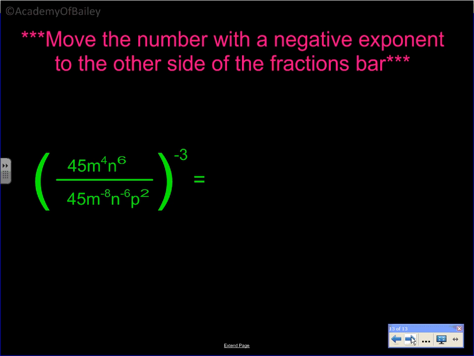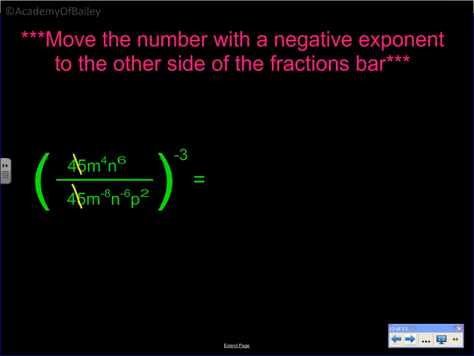All right, I'm looking at this problem. From the very beginning, I see inside the parentheses, I see 45 divided by 45. I can reduce each one of them by 45, so I'm just left with 1. They kind of cancel each other out.